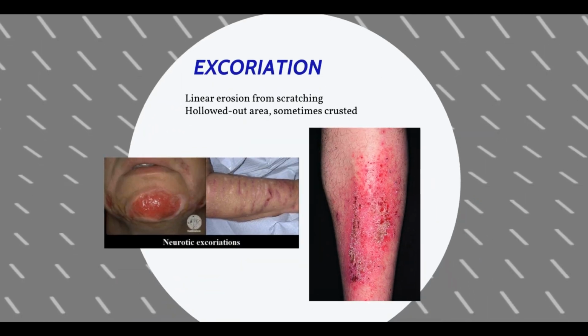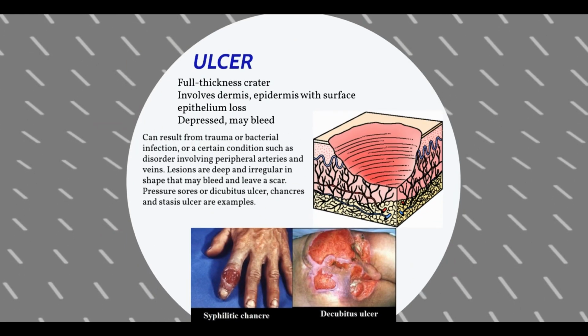All right, excoriation. So this is what you get from scratching. You have linear erosion from the scratching, and sometimes it'll be crusted over depending on how deep and how much bleeding there was. But this is a hollowed out area, and like you can see here, it looks like road rash. It looks like a nasty abrasion. However, there are only certain spots where the patient got down into the dermis.